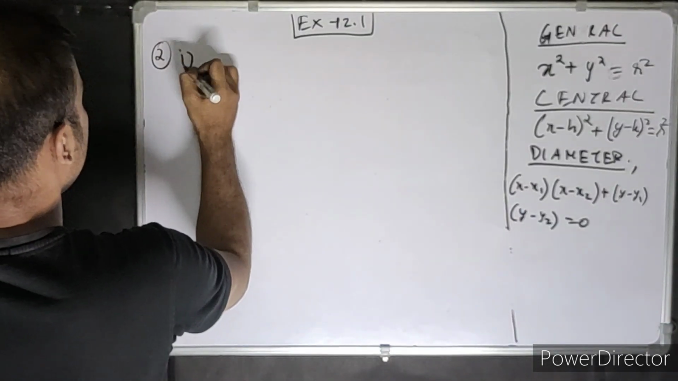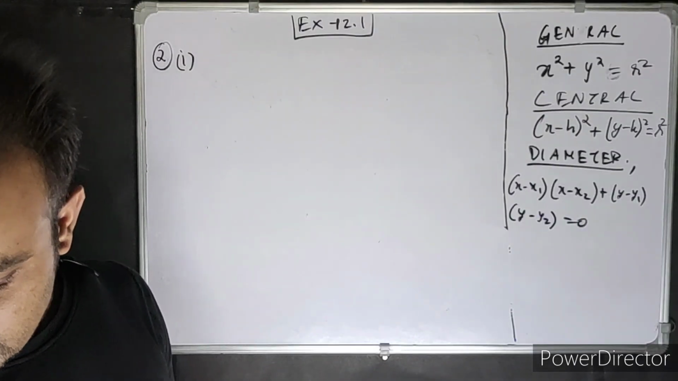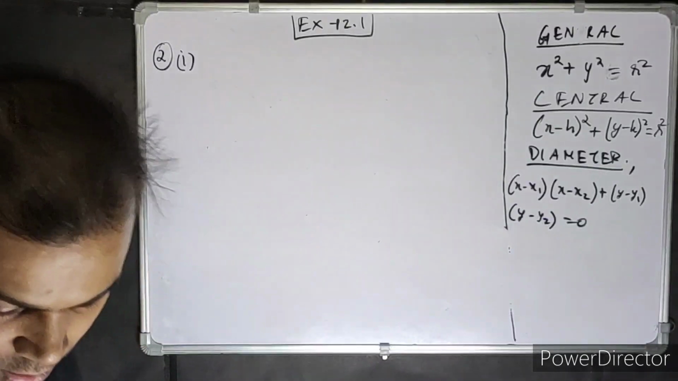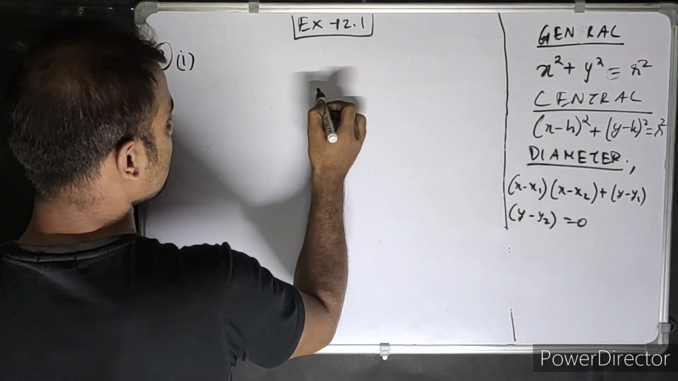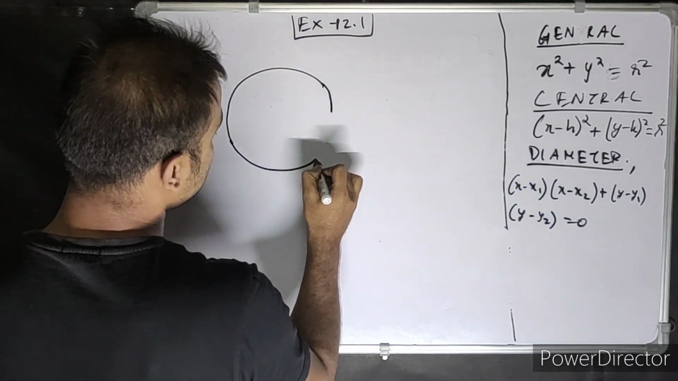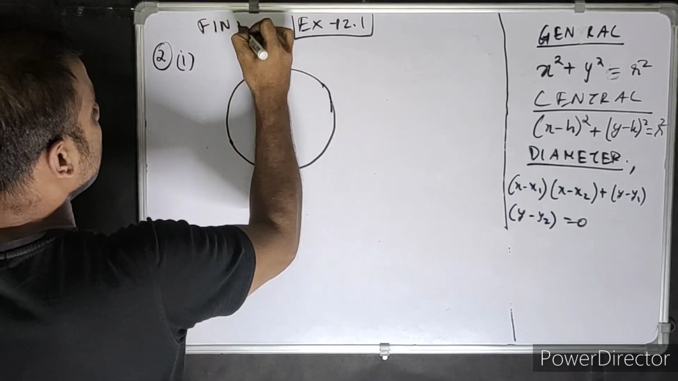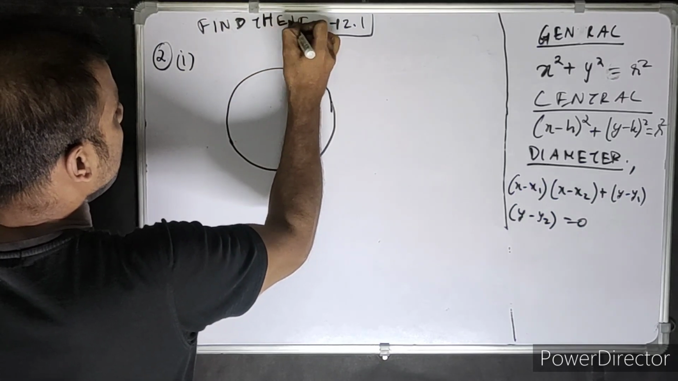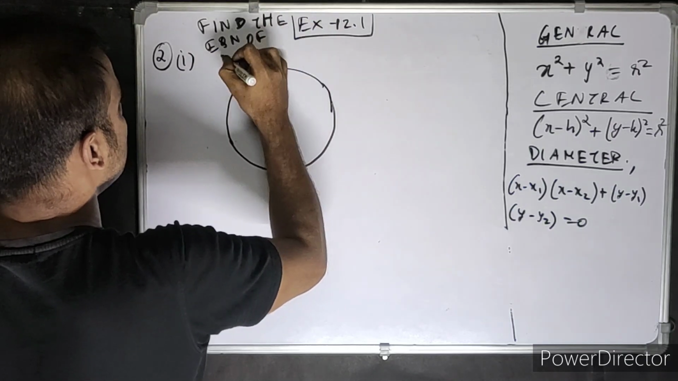Question number 2 part 1 says, write the equation of the circle whose center is the origin and which passes through the point 3 comma minus 4. So there is a circle. Look, if you draw this, it says find the equation of the circle.